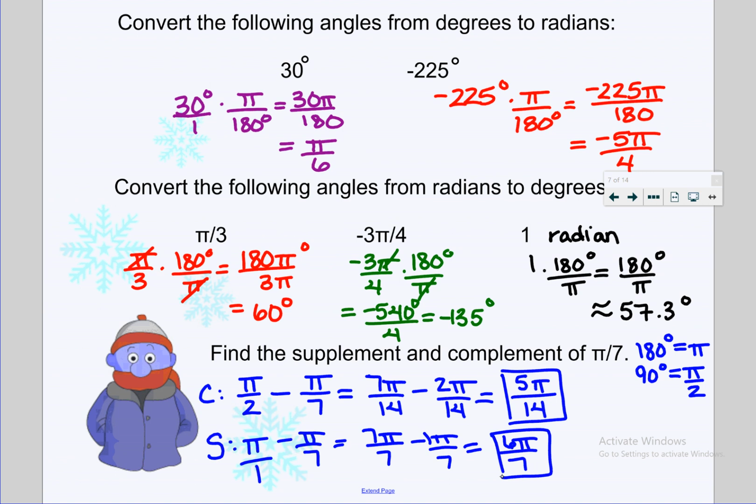And you can check them kind of quick mentally. If I do 1 pi over 7 and 6 pi over 7, if I add those together, I get 7 pi over 7, which is pi, which we know is equal to 180 degrees. That gives me my supplement. Remember, if you get a negative angle, you just say none. Okay. Questions on those?